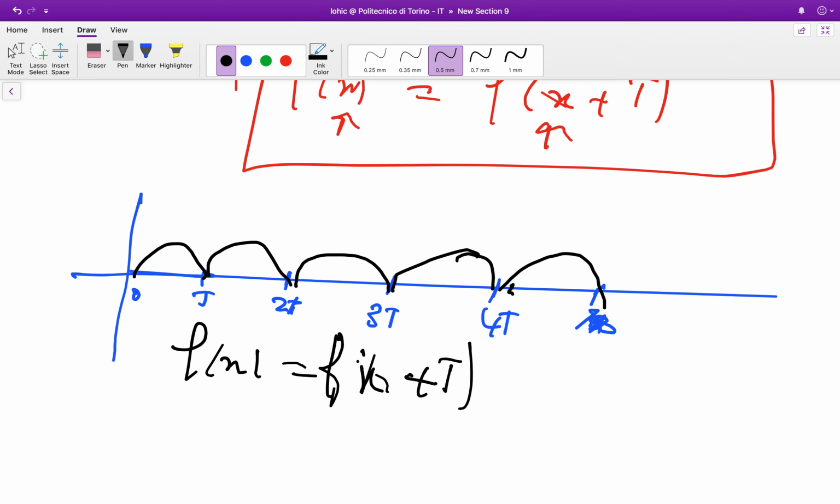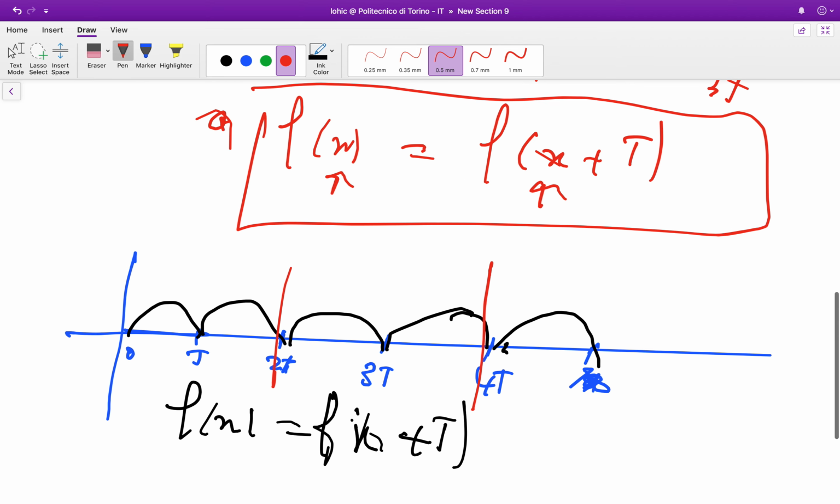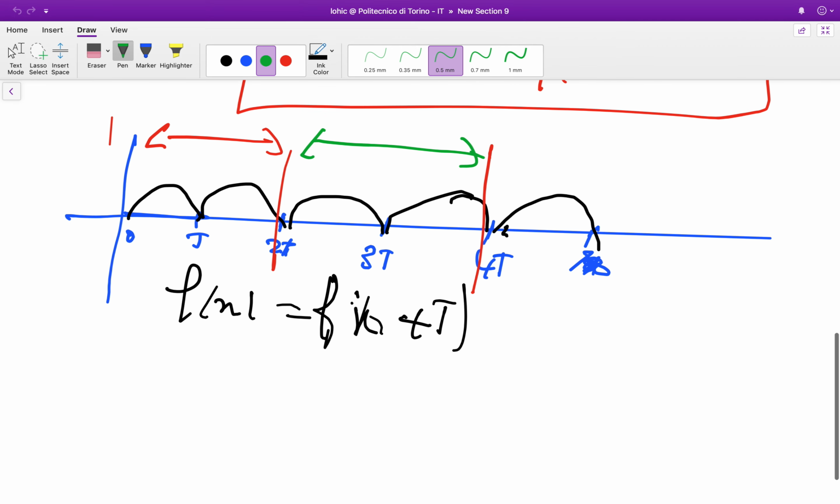But look also, if I look at windows of 2t, so if I take this window, then take this window, does something change between this window and this? If you look, instead of looking at t, you look at windows of 2t, the function is still periodic. So you can also say that the function repeats itself after every 2t. So also f of x is equal to f of x plus 2t.